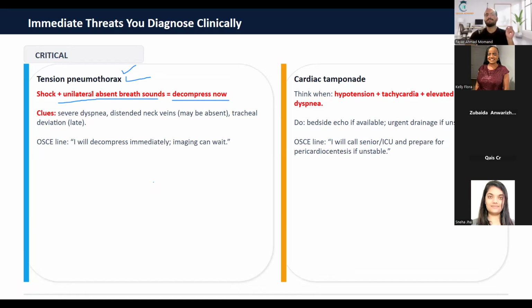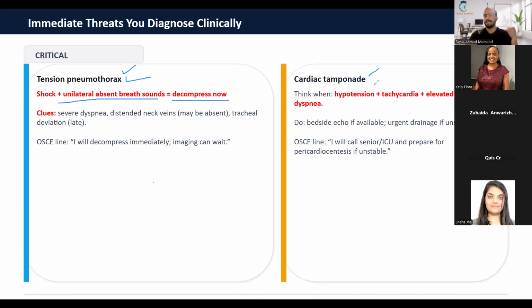For OSCEs, if you come across tension pneumothorax, you are going to say, based on my observation, the patient likely has a tension pneumothorax. I'm going to decompress immediately and wait for imaging. I'm going to decompress first without waiting for imaging at the second intercostal space on the mid-clavicular line on the side that is affected, or the side from which the trachea has been shifted away.